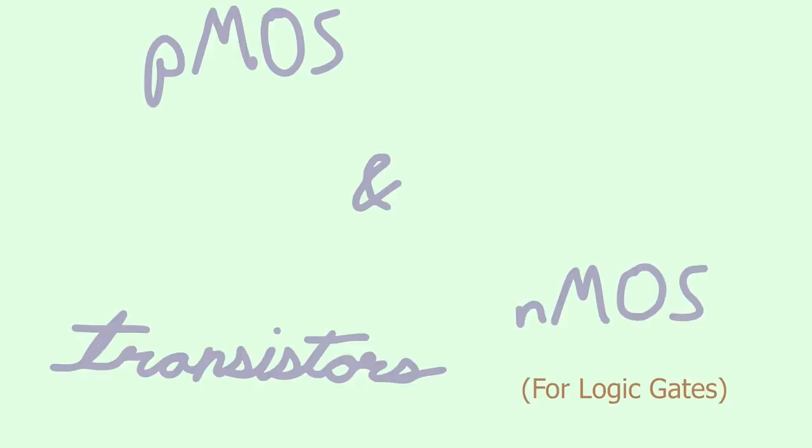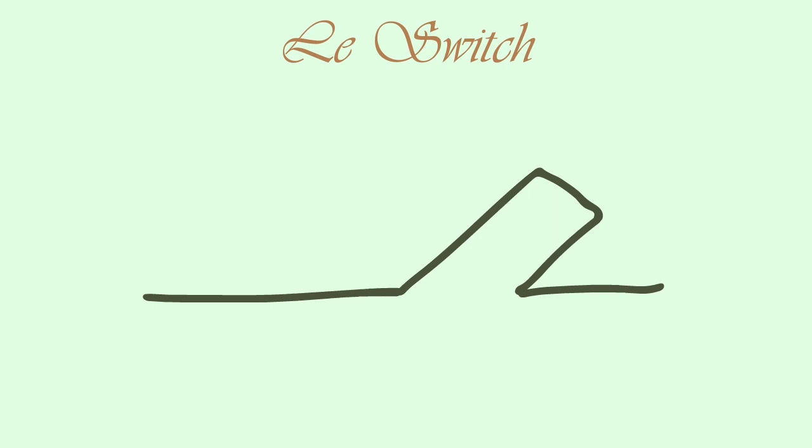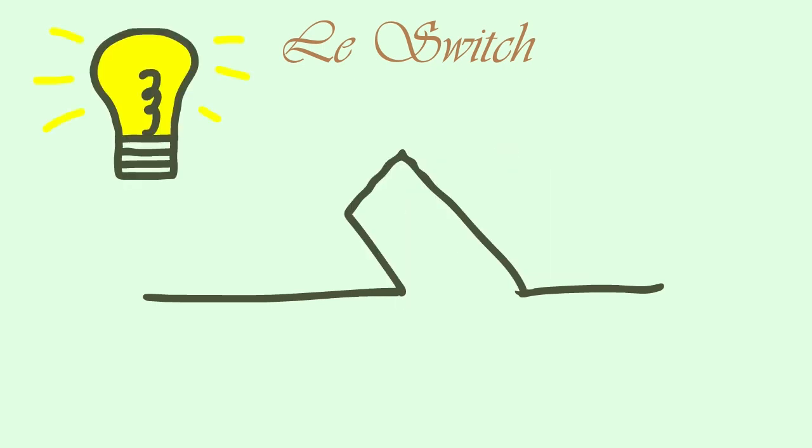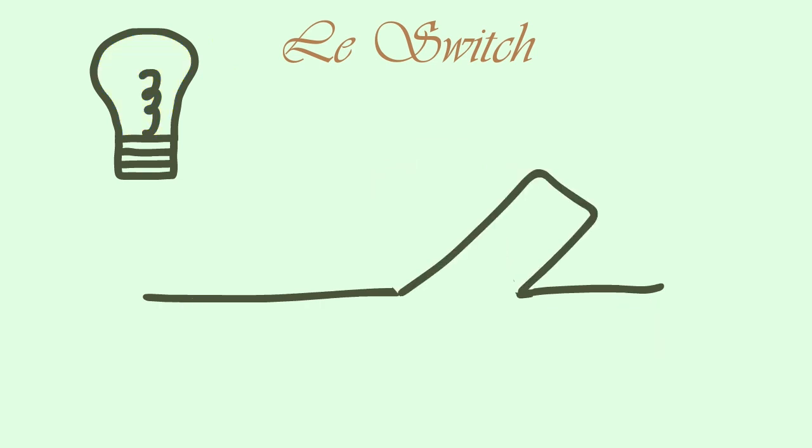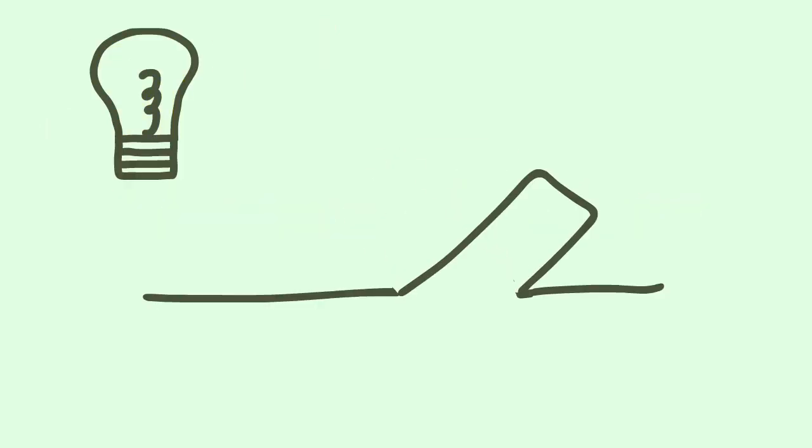Today we're going to learn about pMOS and nMOS transistors. You probably know what a switch is. You use it to turn on lights. A switch has a gate, as well as a source and a drain. How you flip the gate determines whether the source and drain are connected, which makes the light turn on or off. A transistor is just another switch that you can turn on or off.